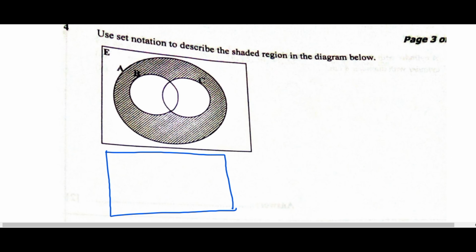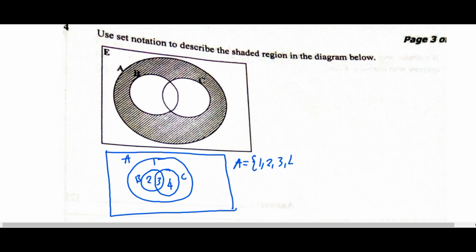Okay, so now what we are going to do here is, you can find that the union of B and C is a subset of A, since these two are found in A. So let's make a new diagram, but for this new diagram we are going to use numbers. So let's say here we have 1, 2, 3, 4. So let us list the elements of A. So the elements of A are 1, 2, 3, 4.